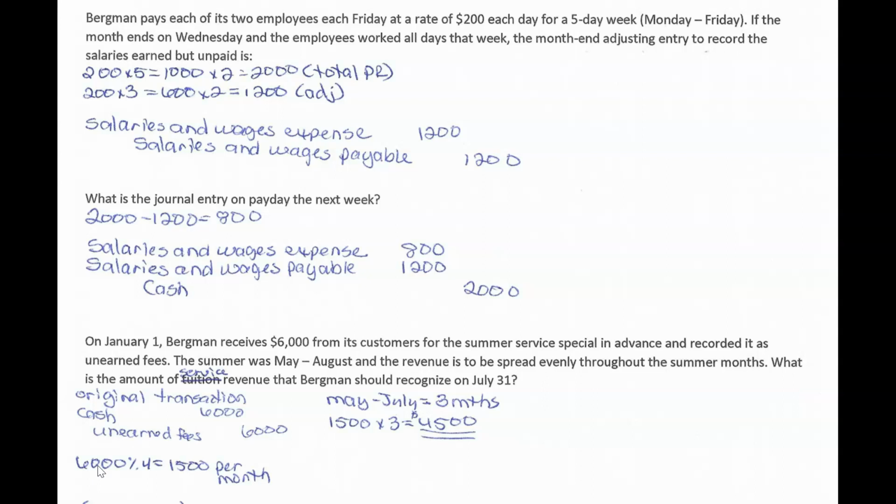Debit salaries and wages expense the $800. And then we will also debit salaries and wages payable. In the initial transaction, we credited salaries and wages payable, but now that we're actually paying the employees, we want to zero that out because we don't owe it anymore. And then, of course, credit cash the $2,000, which is $200 a day times 5 days times 2 employees.